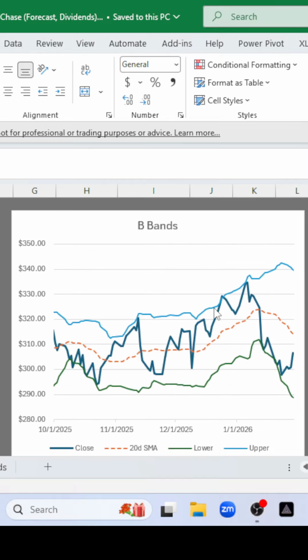Bollinger Bands: the main thing to look at here is what happened, how it narrowed out to here. Then we got this big volatility move here. But again, the price is moving upward.